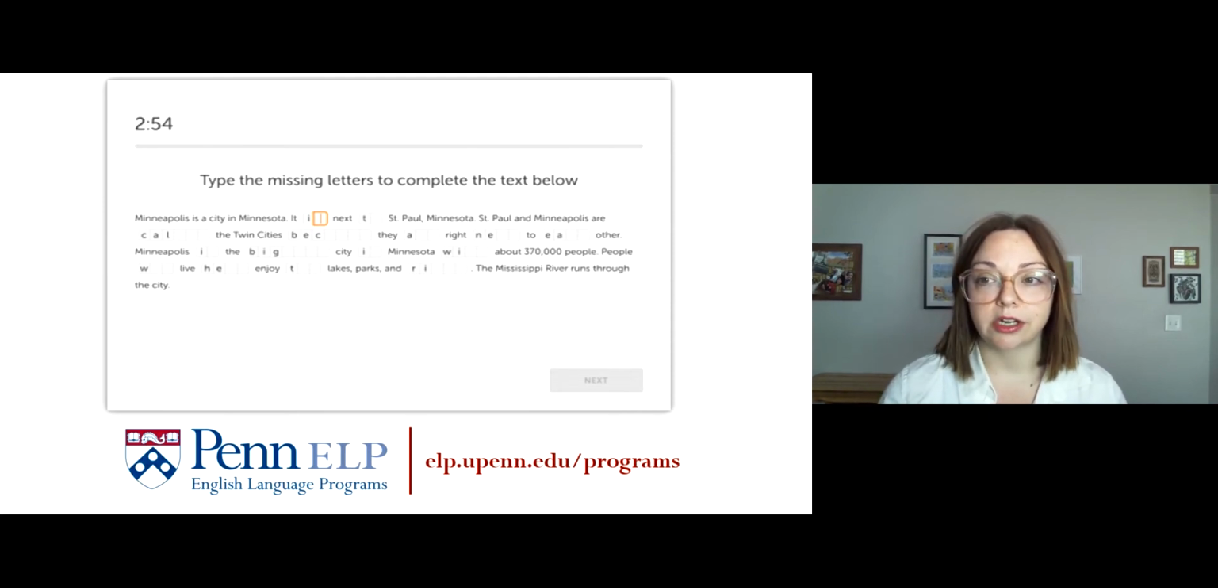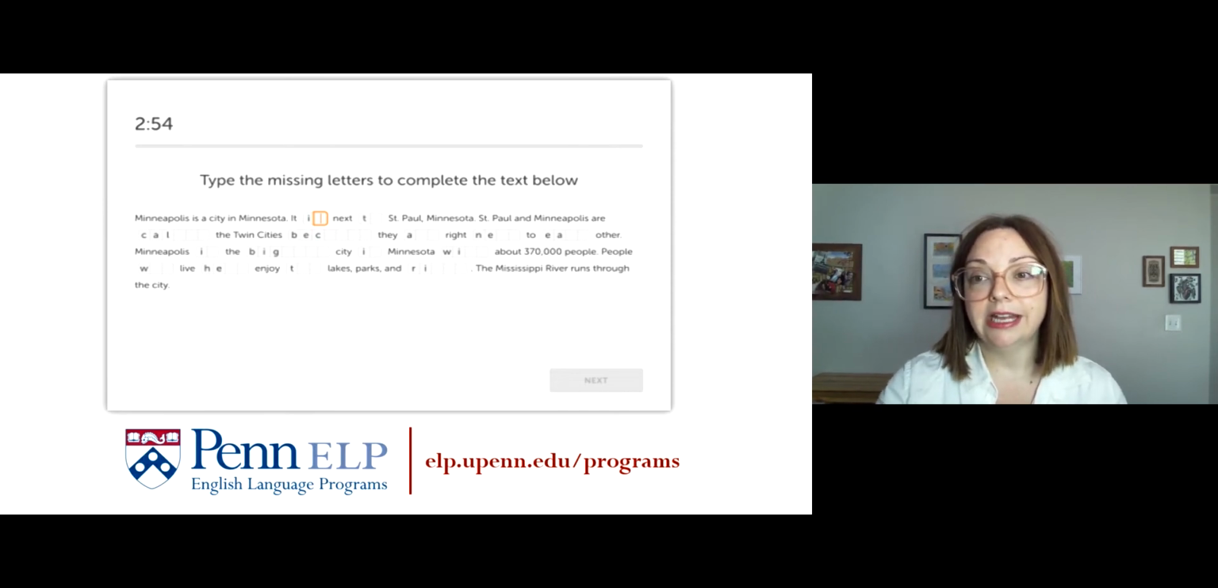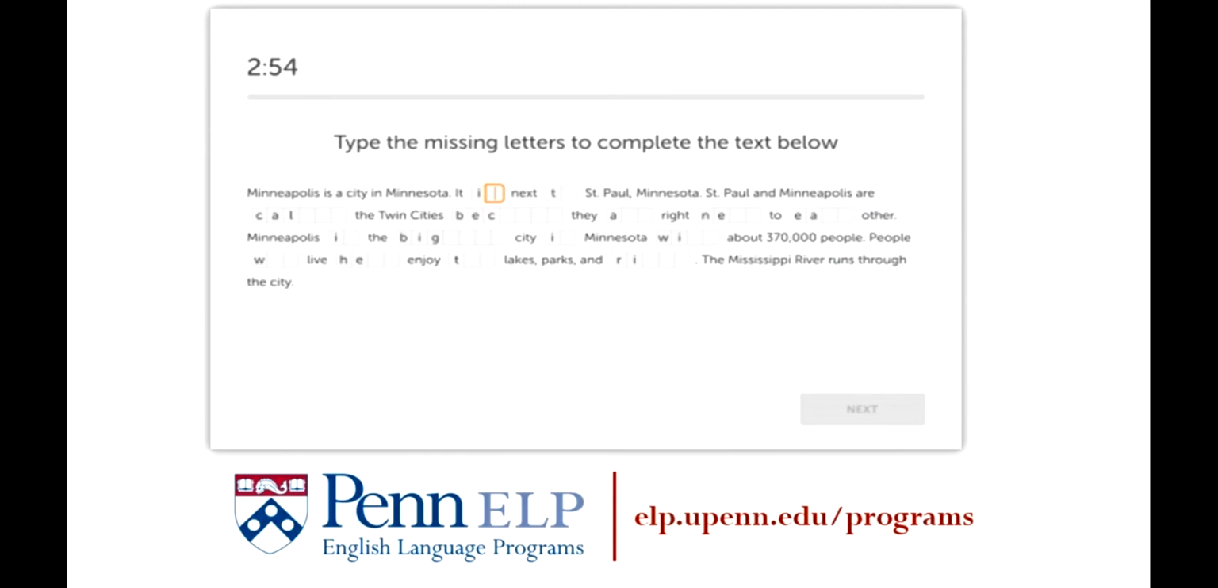The missing word is between it and next. And at the end of the sentence, we can see another name of a town in Minnesota. So we can infer or guess that in this second sentence, the paragraph is about the location of Minneapolis. So in the first blank, this word is only 2 letters long, and we know it starts with I.